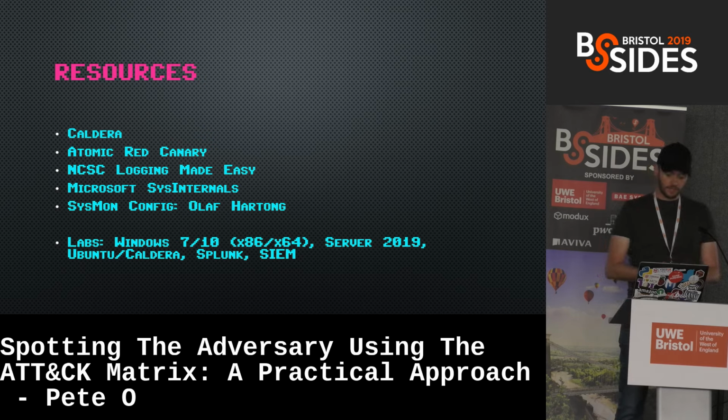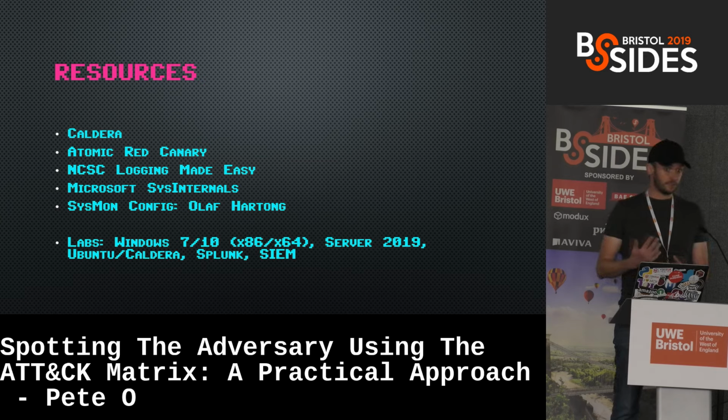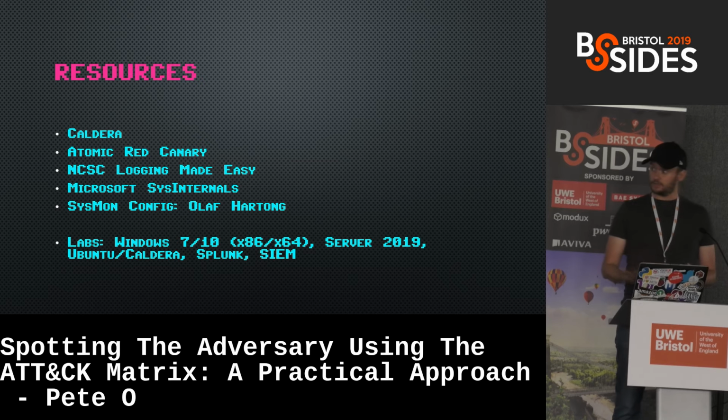The Atomic Red Canary GitHub repository provides a number of techniques as well, in addition to the ATT&CK matrix framework. And it's good for validating the SYSMON config, correlation rules, etc.